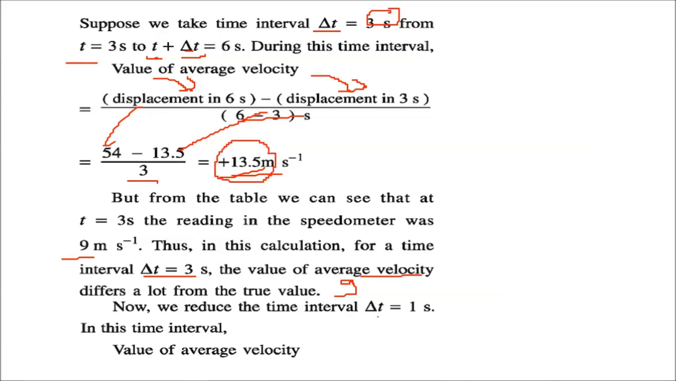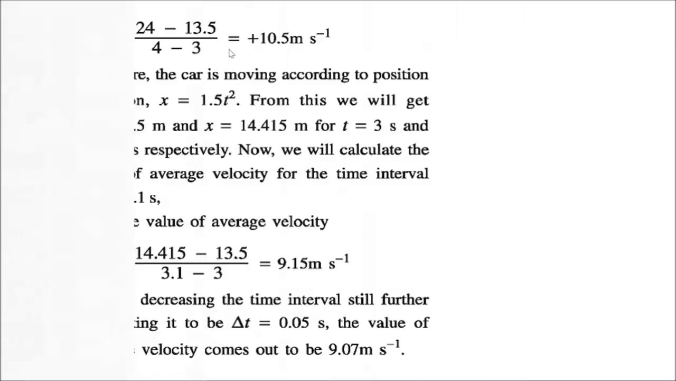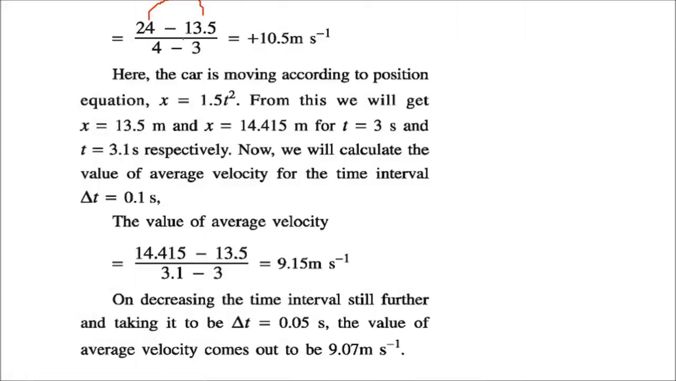So we reduce now the time interval. It was 3, it was very large. So why not make the interval 1? So in this interval, the value of the average velocity is 24 minus 13.5. If you go back to the table, and the time is only 1 second, so it is 10.5. Now again, it is not closer to 9.